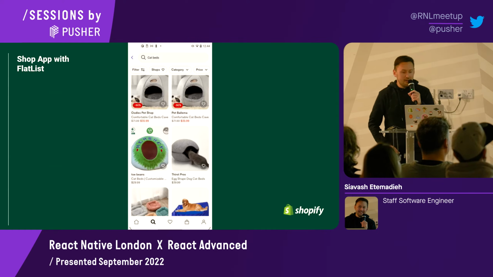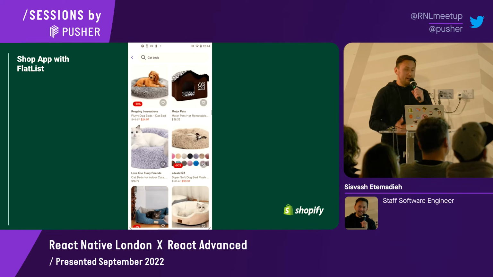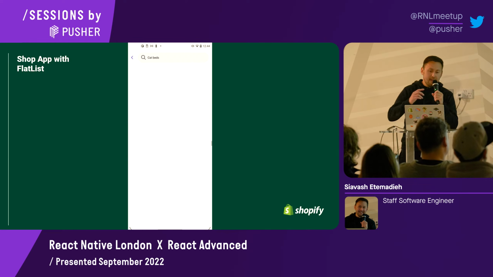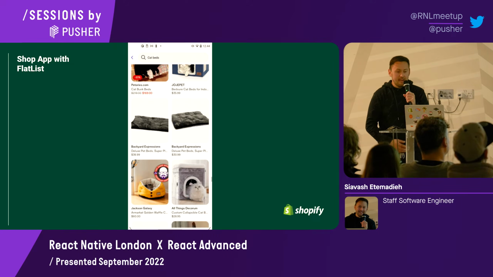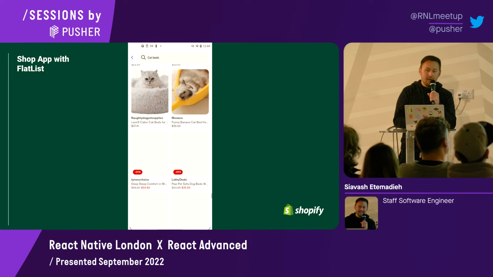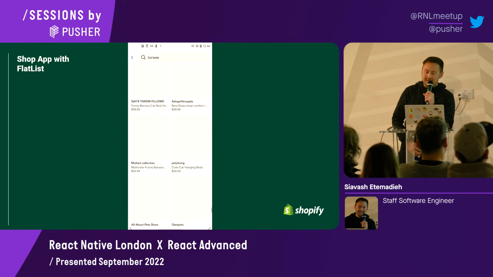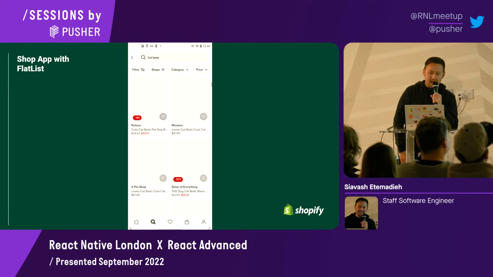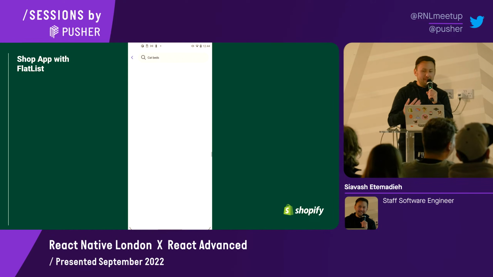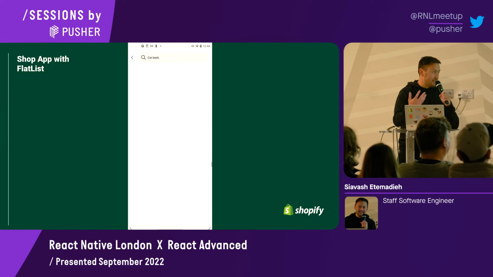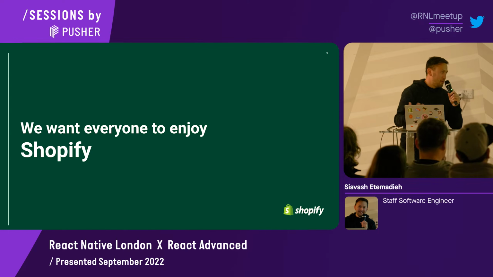So here's a quick recording of one of our actual applications using FlatList. And as you start to scroll fast, you can see big blank areas. Now, this is recorded on a really low-end device. It costs about £100 or $100 these days. I'm still amazed you can get an Android phone for $100 that has a camera and all that. And of course, we want everyone to be able to enjoy Shopify.